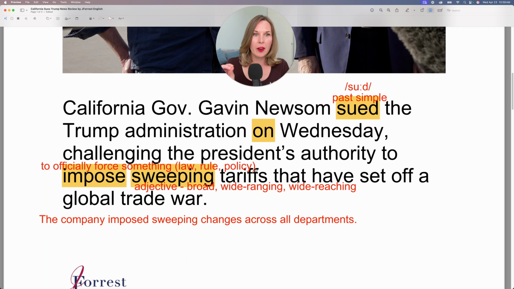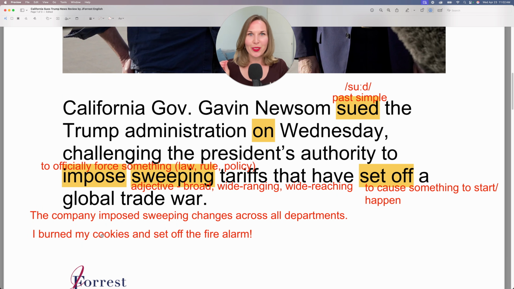And these sweeping tariffs have set off a global trade war. So in this case, the phrasal verb to set off means to cause something to happen. Is the reason why something happened or started. You can think of it as the trigger or the catalyst. Here's an everyday example using this phrasal verb. I burned my cookies and set off the fire alarm. So the reason why the fire alarm started was because I burned my cookies. And of course, there was smoke produced from that. So this is the catalyst, the reason why. So that's how we use set off.